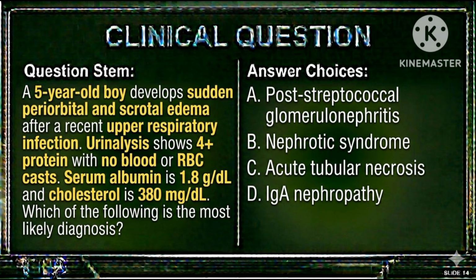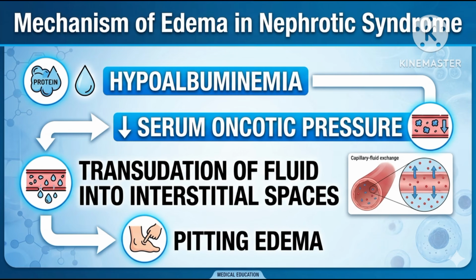FSGS and IgA nephropathy will cause nephritic syndrome. Patient will have hematuria on urine analysis. Patient will have RBC. Edema in this patient is due to low albumin. Low albumin means low oncotic pressure. Low oncotic pressure allows fluid to leak into interstitial space, causing pitting edema.